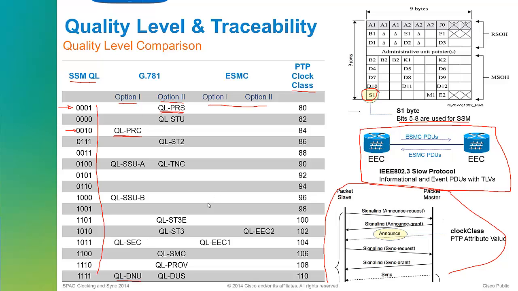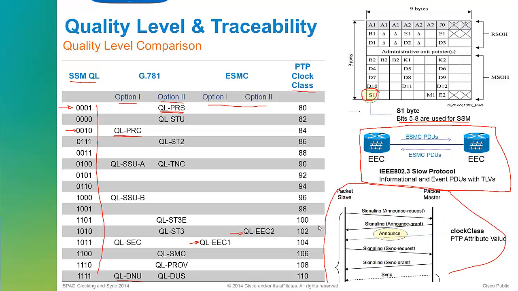So for option 1, option 2, and then for ESMC, the ordinary option 1, which is the ITU world, has an EEC1 and they have an EEC2, but the PTP clock class then translates to each one of those levels. Anyway, it's not that important, but just so you can see that there is a translation between them.